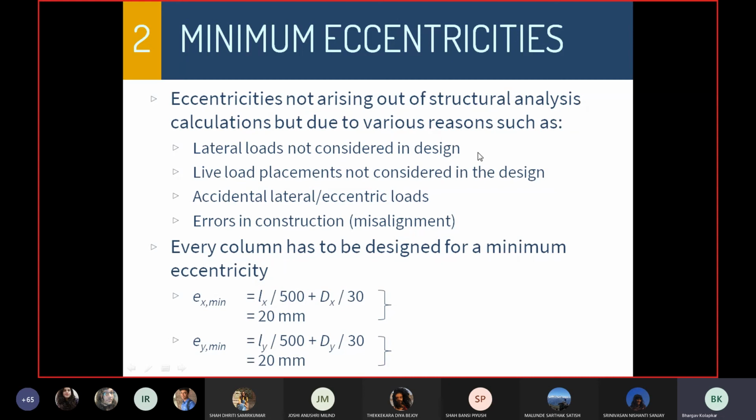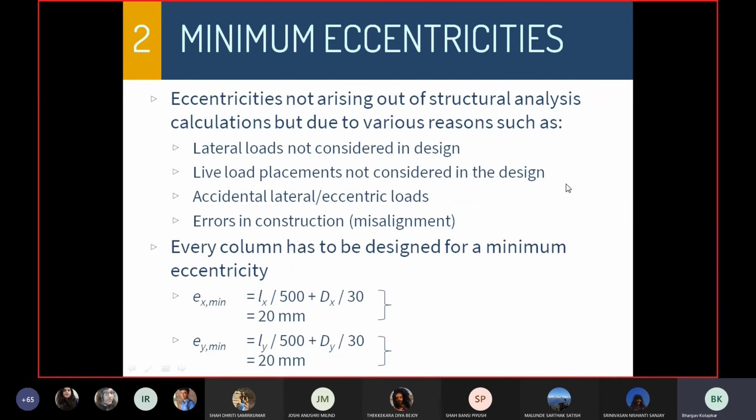For example, if there's a building that has not been designed for earthquake, not been designed for wind, in that case, obviously, you have lateral loads that are not considered in the design. Then live load placements not considered in the design.